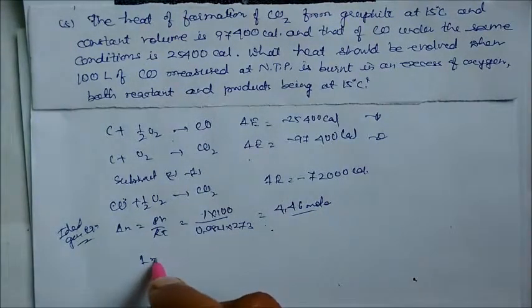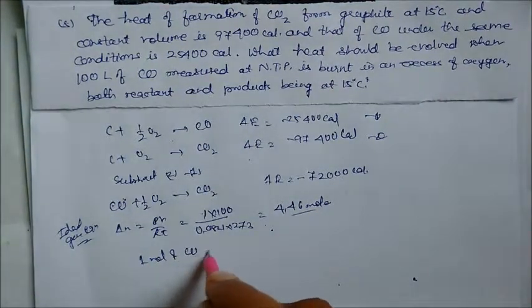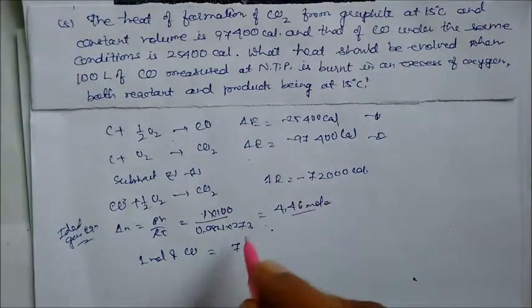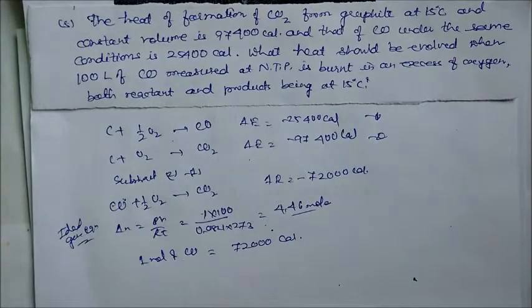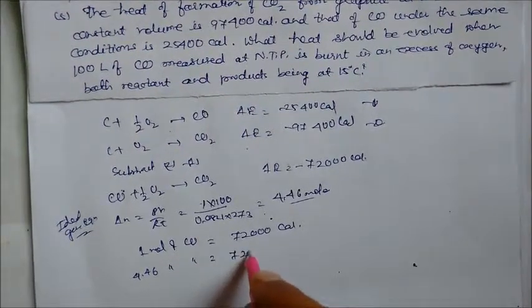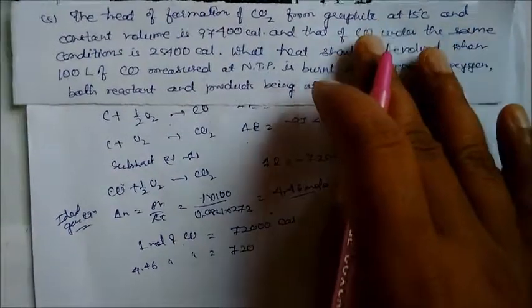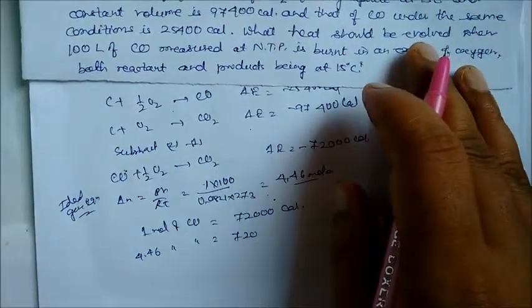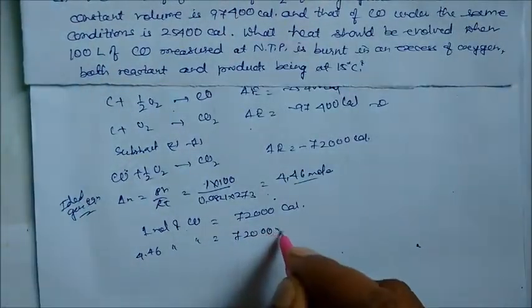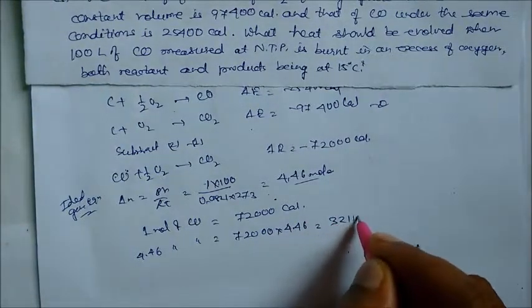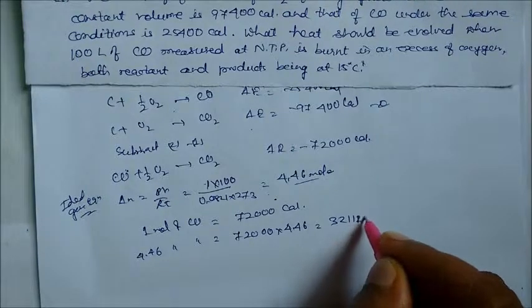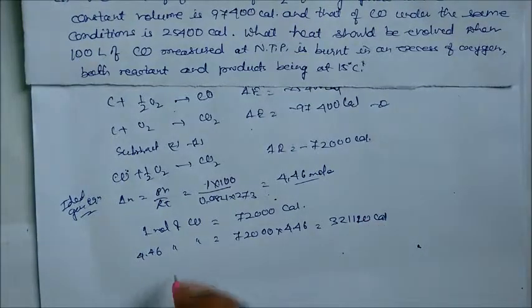Now one more thing, if you take 1 mole of carbon monoxide, it is giving heat of 72,000 calorie. Okay, this is the heat per mole. Now if you take 4.46 moles of carbon monoxide, how much heat will it give? Definitely it will be 72,000 multiplied by 4.46. So here you will get the answer 321,120 calorie. So again delta U will be how much?